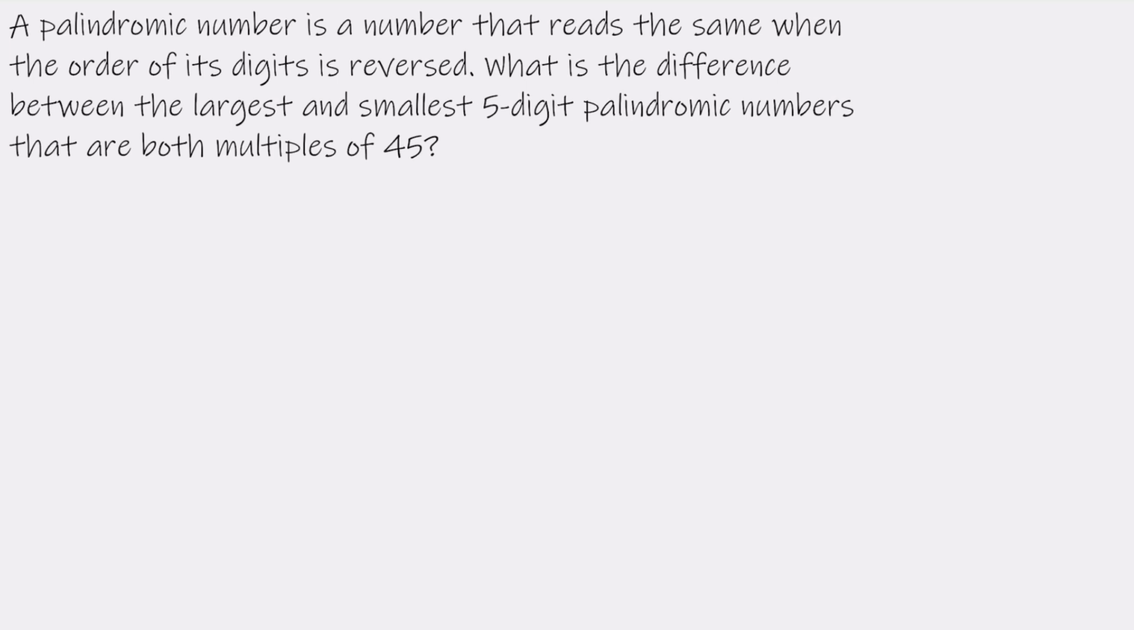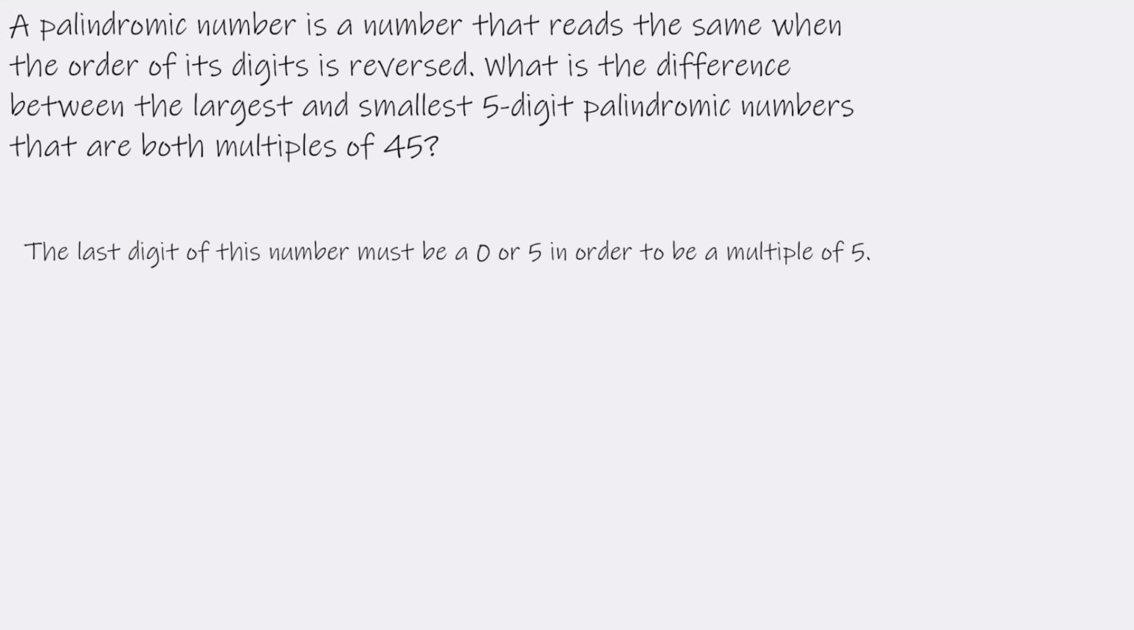So here, what you need to realize is that for a number to be a multiple of 45, it must be a multiple of 5 and also 9. And so in order to be a multiple of 5, we know that the last digit of that number must be a 0 or 5.